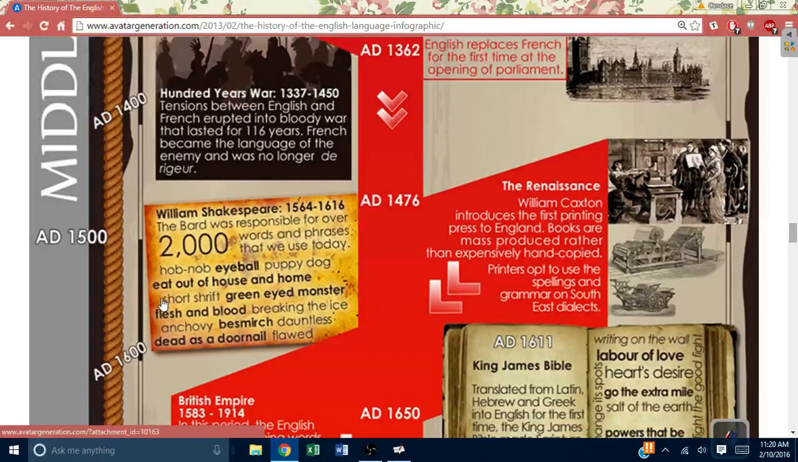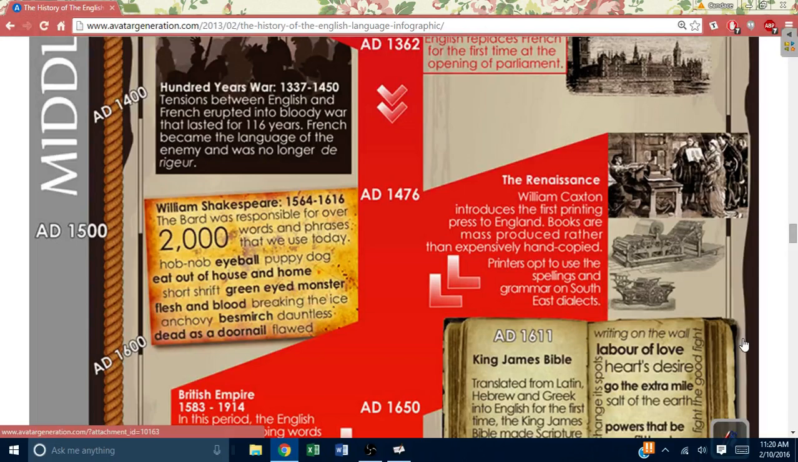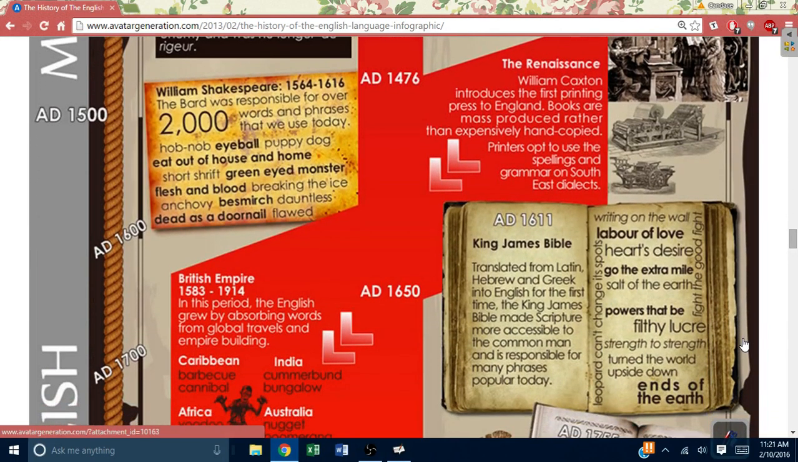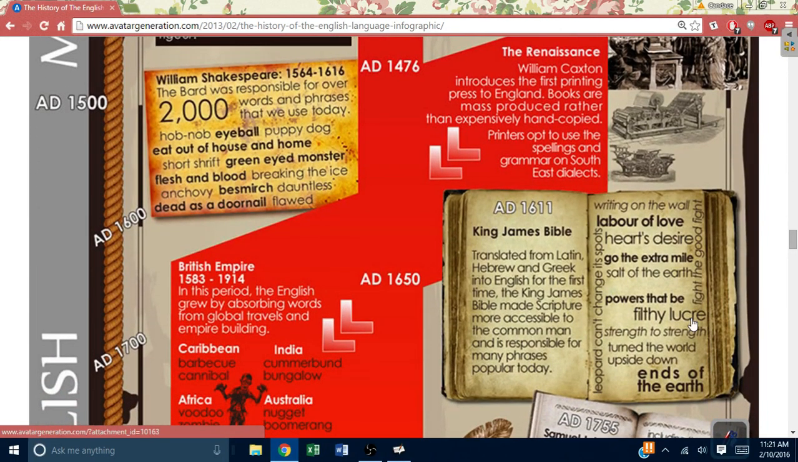Let's see. Okay, so then we move on to the Hundred Years' War, and tension between the English and the French created a war that, as you can imagine, lasted for at least 100 years, in this case actually 116 years. Then French became the language of the enemy and was no longer de rigueur, which basically means it was no longer in fashion to speak French, so the British tried to distance themselves from it, but at the same time it definitely still lingered in a lot of words that we still use today.